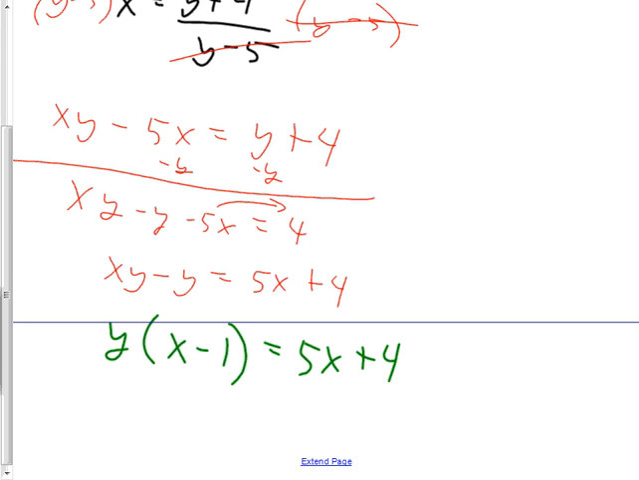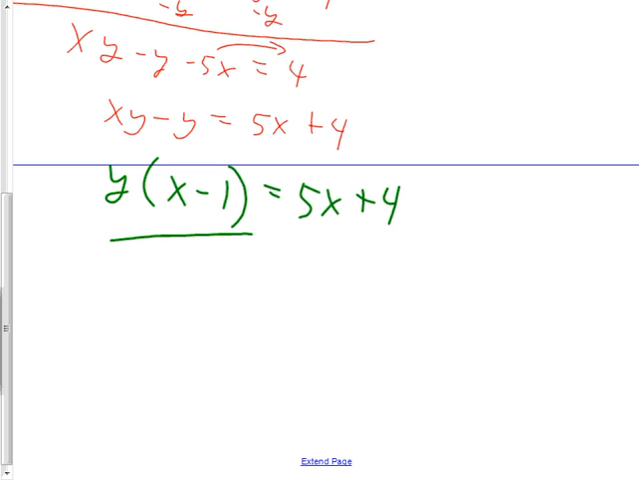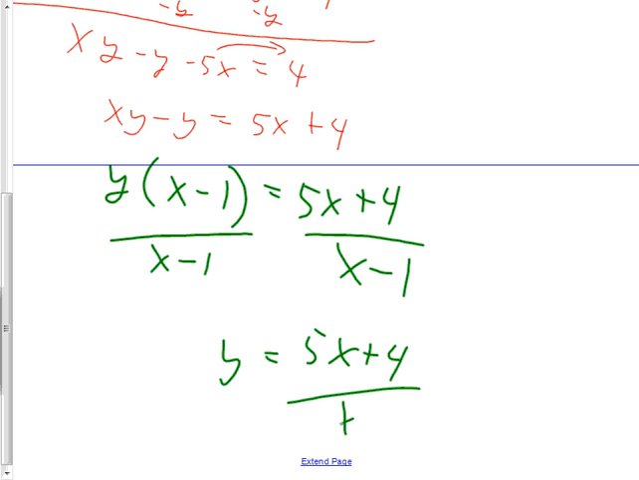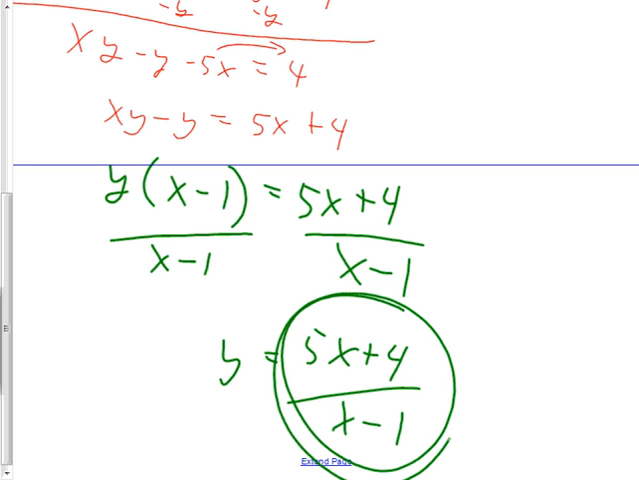And then you can divide by x minus 1. And you have y equals 5x plus 4 over x minus 1. Bingo, bango, bongo. Raise your hand if you had that one right. Good. That's more than half of you, so you have a chance.